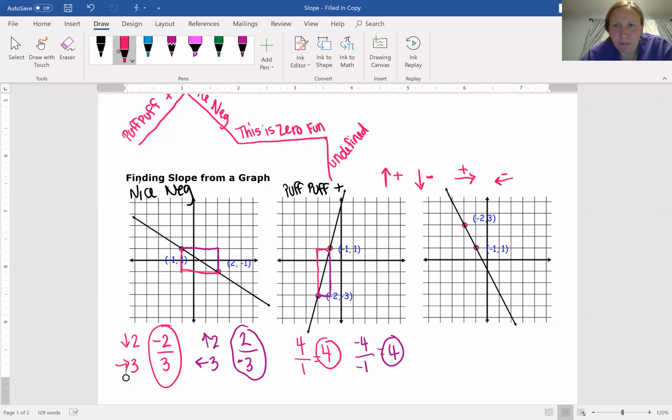And last example, we'll start here, go down 2. Down is negative, so it's negative 2. 1 to the right means positive 1. And to simplify that, it would just be negative 2. Okay, so to find slope from a graph, just count your boxes, but you're going up or down first, then left or right, and make sure you're giving the appropriate sign for whichever direction you are going.